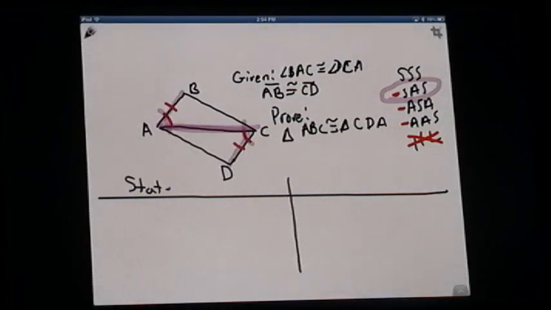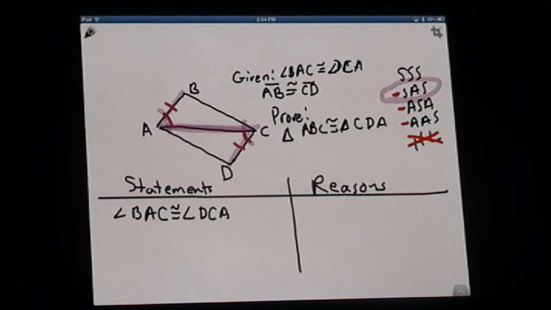Statements and reasons. And I'm just going to put all of the given part together. Angle BAC is congruent to angle DCA, and my reason is given. This is number 1. And I'm going to put the other given statement right underneath it. AB is congruent to CD, also given, so we'll just leave that together.